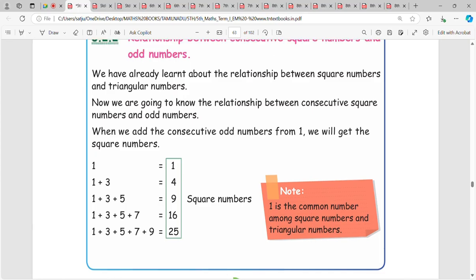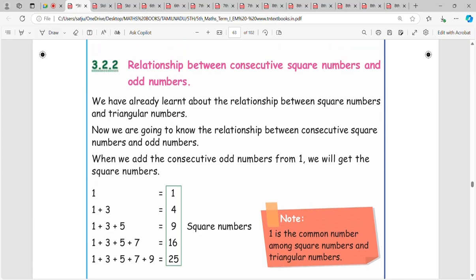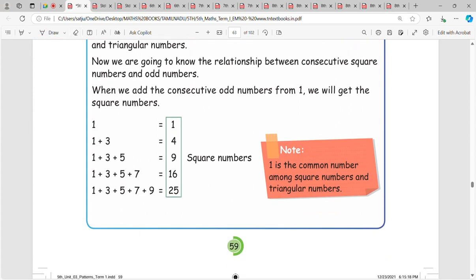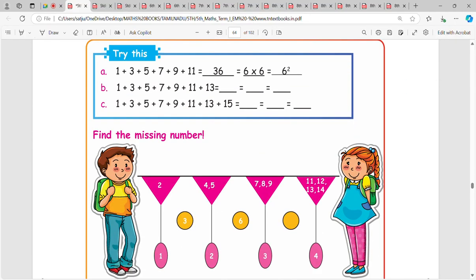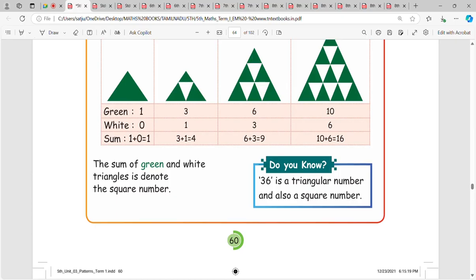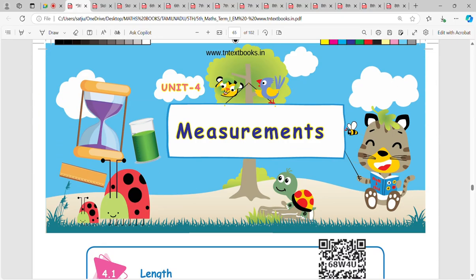Listen, this is consecutive square numbers and odd numbers. Or else let me teach you the Pascal triangle during the 11th standard book discussion. I will teach you the Pascal triangle.